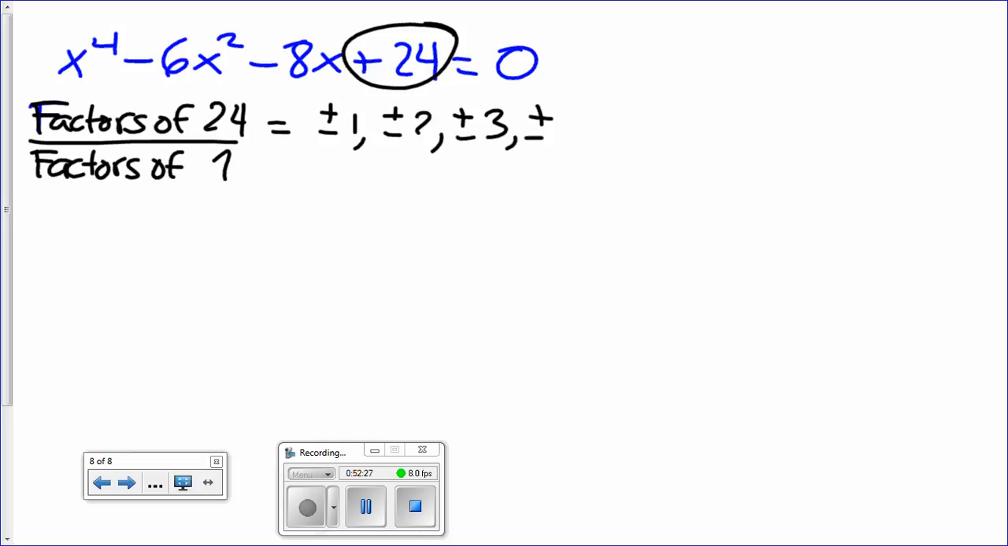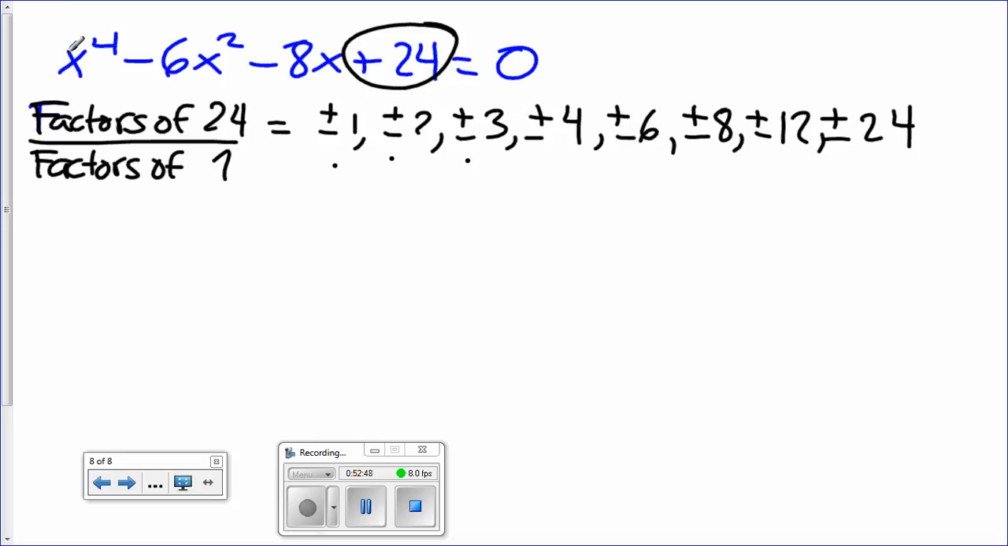What about 4? What else? 8. 12. What else? That's right, right? 24? Yes. Okay, so how many combinations? I mean, how many possibilities? 1, 2, 3, 4, 5, 6, 7, 8 times 2, so 16. That'll take us a while, right?